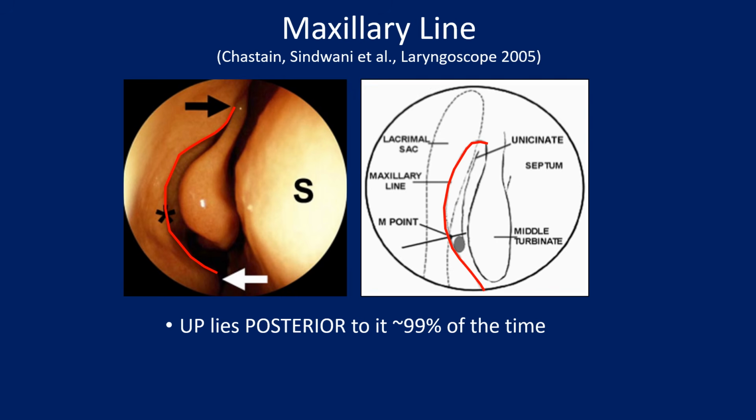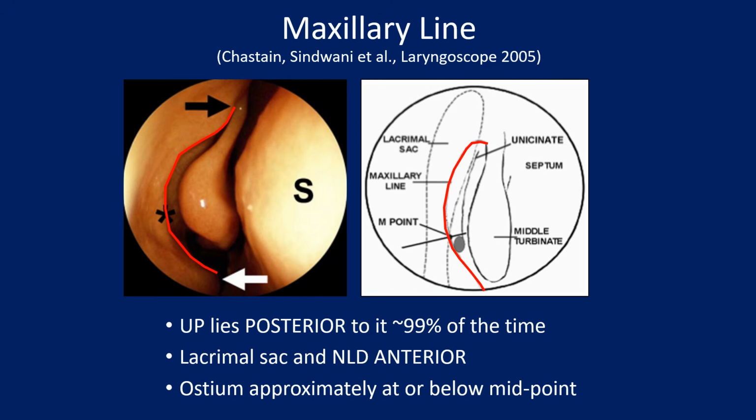And what they showed is that the uncinate process lies posterior to this in nearly all cases. The lacrimal system is anterior to it in nearly all cases. And so sometimes you have funky middle meatal anatomy. The uncinate might be everted or distorted. And so if you find this maxillary line, you can be confident that the tissue behind it is probably uncinate. Okay? And then, consistent with that older study from the 80s, the ostium is at or below the midpoint of this maxillary line. And I think this is a very surgeon-friendly line, so that's helpful.